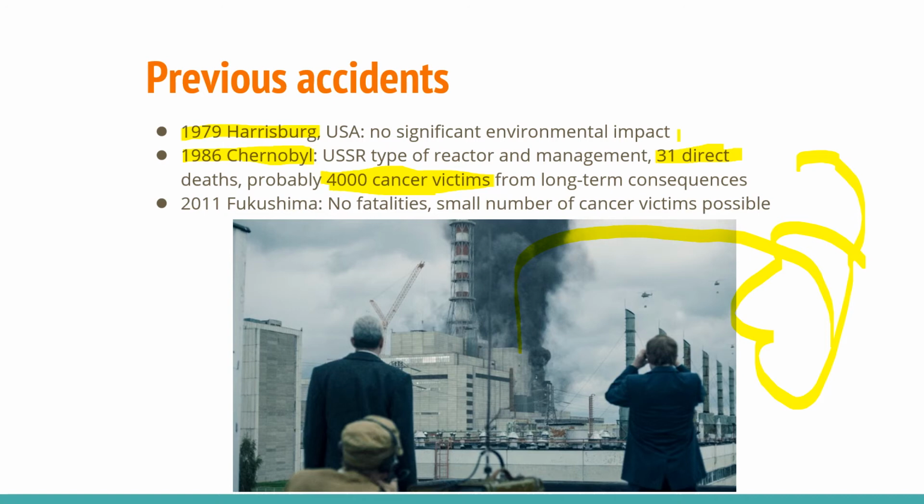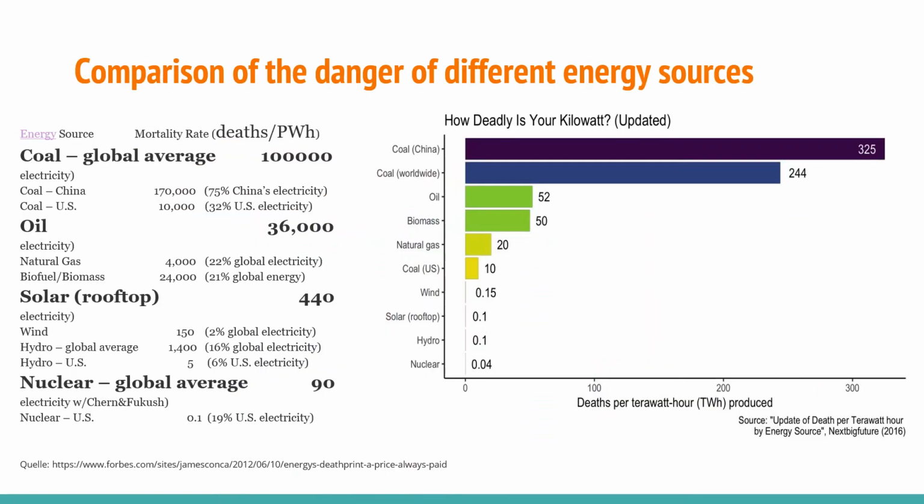Fukushima, not so long ago, nine years, there have been no direct fatalities and there might be a small number of cancer victims, but not comparable to the Chernobyl disaster, because the amount of radioactive material that was released here is not comparable. That was a real worst case situation. So again, you can paint that. I did that already in the other slide. We have very low death rates in nuclear power, if we include the cancer cases.